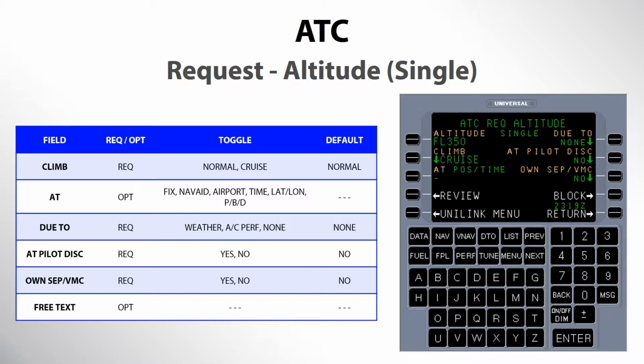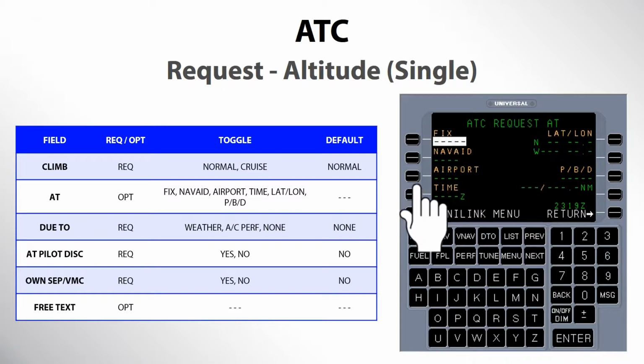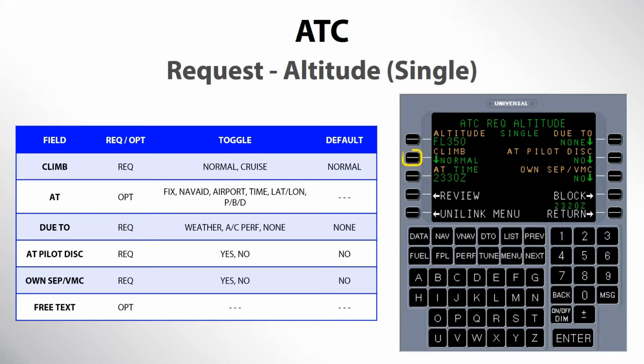You have the option to select when you will start your climb. Press AT and then select the appropriate line select key to enter information for fix, navaid, airport, time, lat long, or place bearing distance, abbreviated as PBD. I will enter a time here. The display will return to the ATC Request Altitude page. Notice how our cruise climb was automatically changed back to normal.